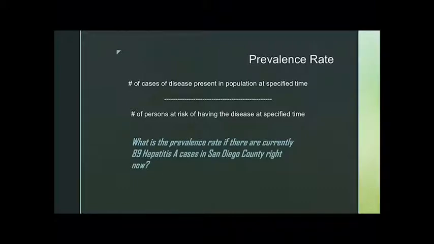I've given you the numerator, which is 89. But how many people are actually at risk? Well, that would be our San Diego County population, which is roughly 3 million. So now you can plug in those numbers: 89 over 3 million. You get a really tiny number, and then you multiply that by 1,000. This is what we normally do, especially when the numbers are so small. Ultimately, you should have 0.0296, and it goes on and on. You would say that that's the prevalence rate per 1,000 people.